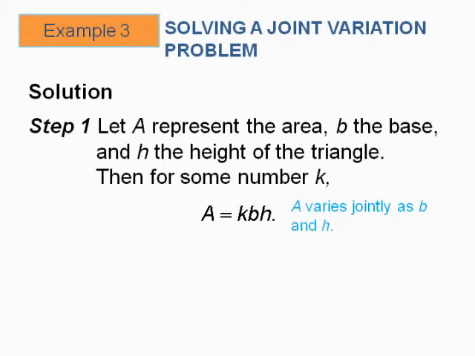And here's what we're going to come up with. Let A represent the area, B the base, and H the height of the triangle. So here is our model. A equals k times B times H. Notice it varies jointly as B and H here. Not any mention of the word inversely, so no division.